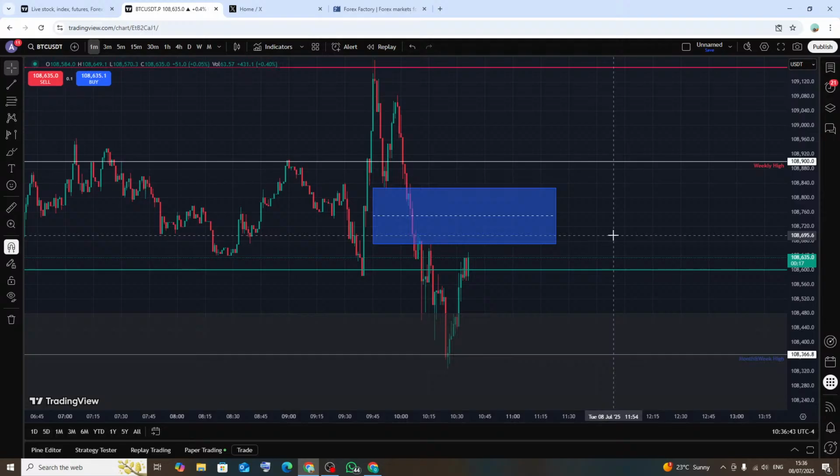We don't know if this is the top. The other thing is we don't know if this is the top or not. Maybe it is possible.